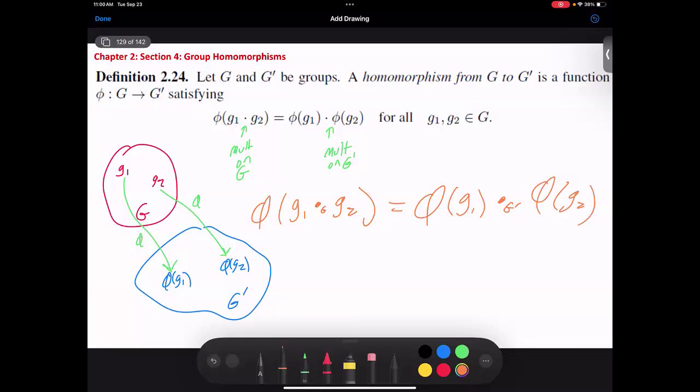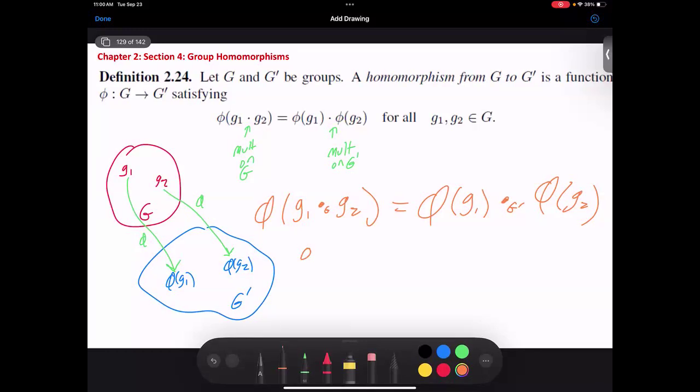What this is basically saying is, I can combine g1 and g2 and then apply phi, or I can apply phi and then combine. Does order matter? Order does not matter here.